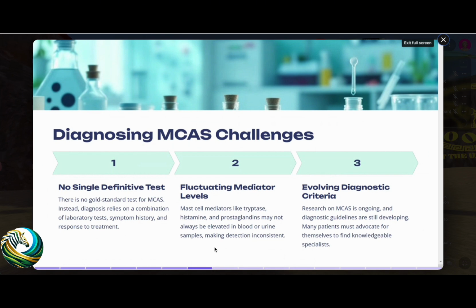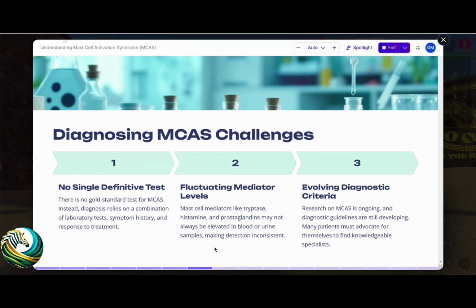Here we need to point out the challenges. First of all, there's no single definitive test for that. There's no gold standard test for MCAS. Instead, diagnosis relies on a combination of laboratory tests, symptom history, and responses to treatment. Another challenge is the fluctuating mediator levels. They're not always overreacting. Something makes them overreact and you have a flare, and sometimes if you don't have a flare, the levels in your body are normal.